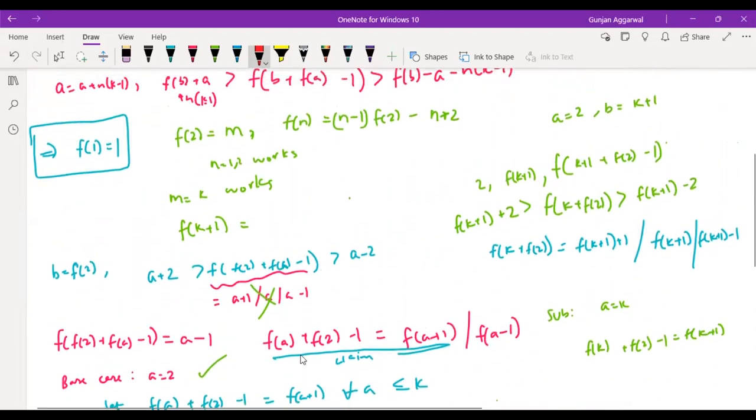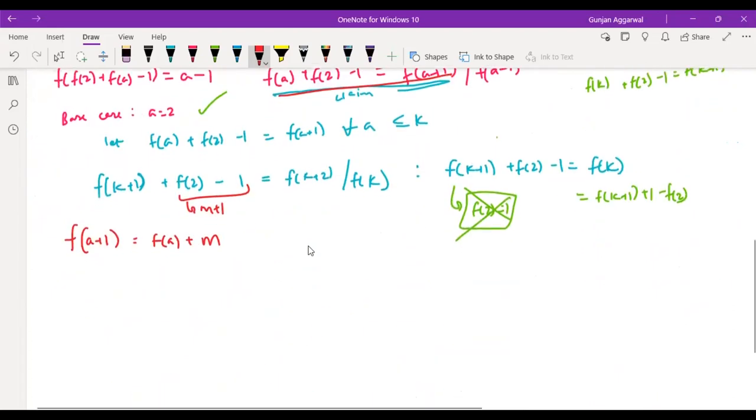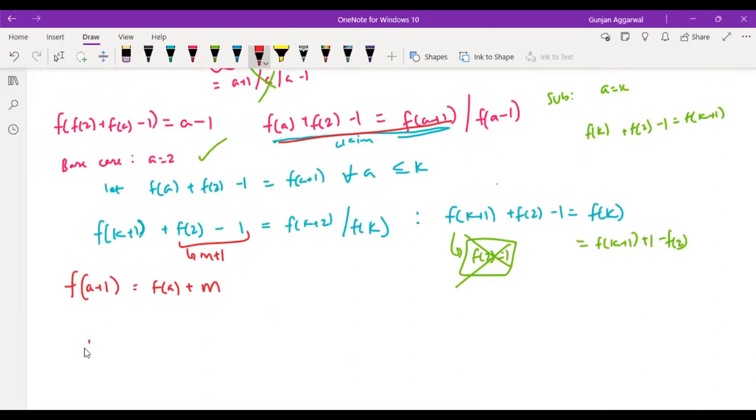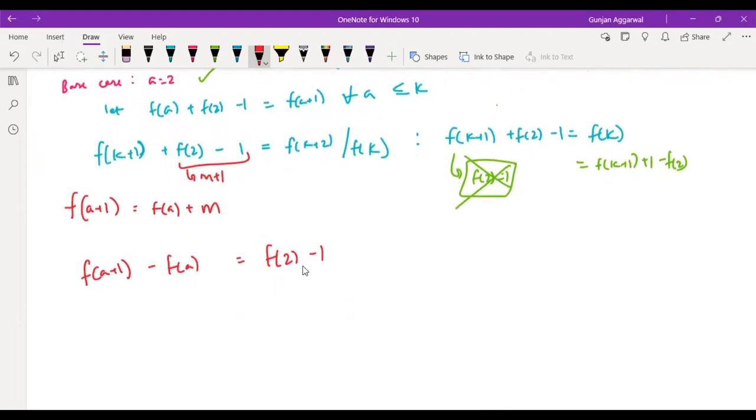Yeah, the claim he made. So we just take f of a to the other side to get f of 2 minus 1 is equal to f of a plus 1 minus f of a. Yes. Now just note that f of 2 minus 1 is greater than 0, since f of 2 is greater than 1, sorry.